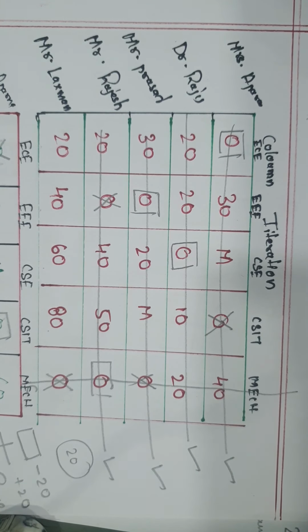Suppose after that process you are still not getting it, then again you have to do it. Total how many times do you have to do that process? 3 times. Within 3 times you will get the answer. Suppose you are not getting it, then those elements only you have to assign. So like this you have to solve the assignment problem.